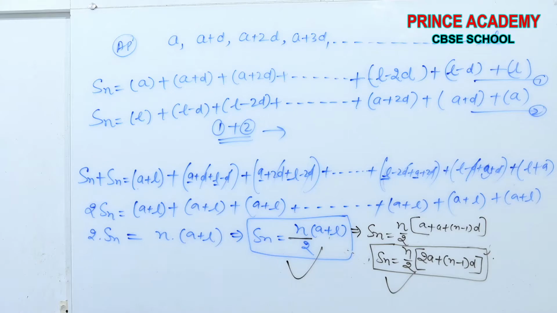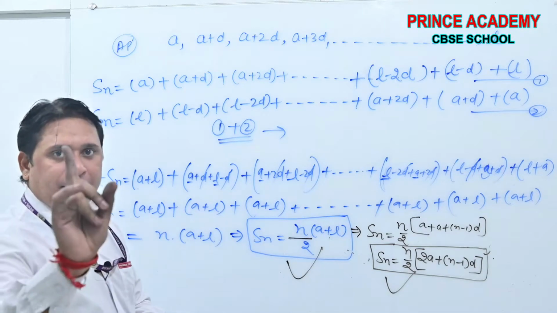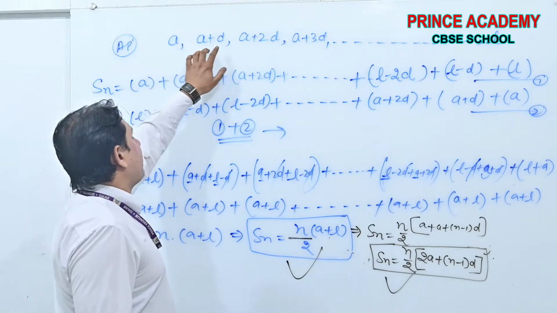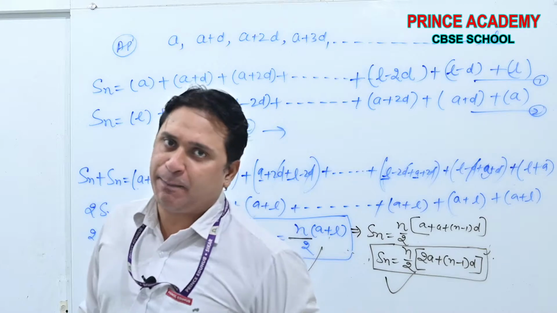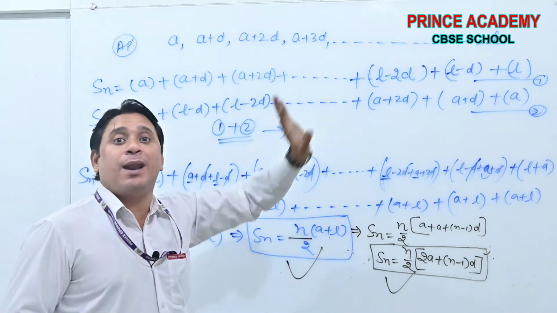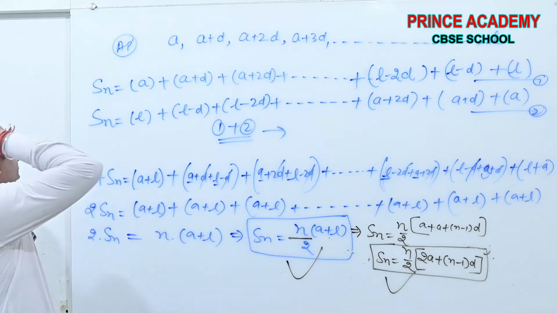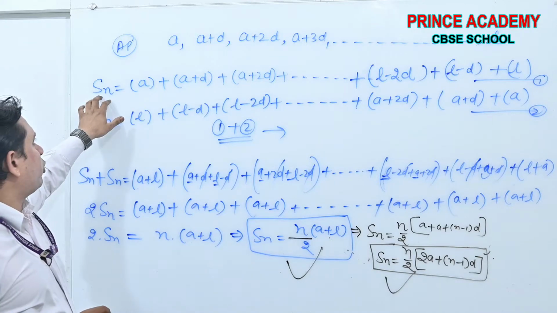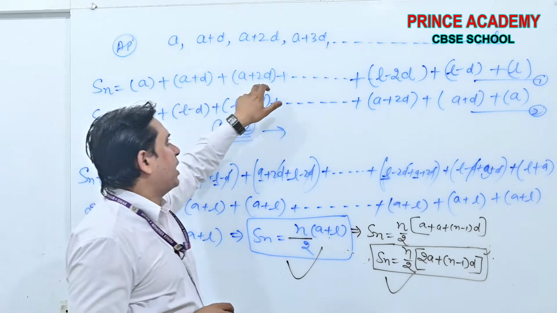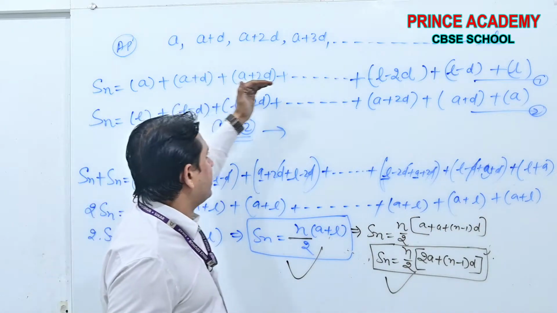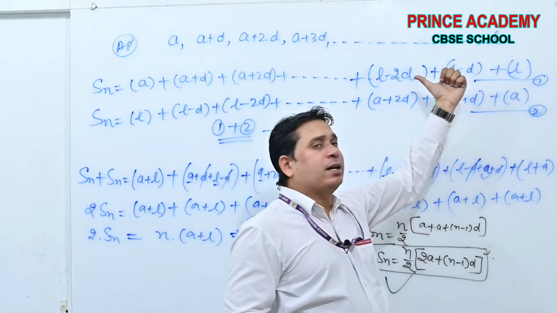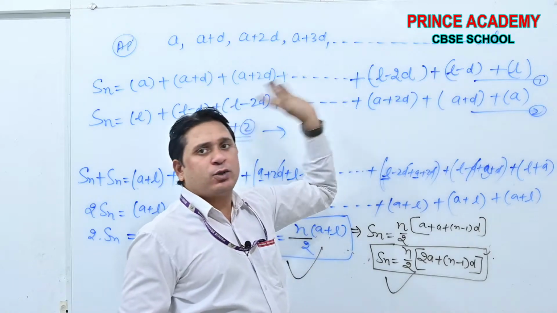First you take the screenshot. Done. Once again I am repeating, beta: A, A plus D, A plus 2D and up to L, we considered an AP. L was the nth term, the last term. When we find the sum, we have to write first term plus second plus third and up to last. From here D was increasing, from here D was decreasing: L minus D, L minus 2D and so on.